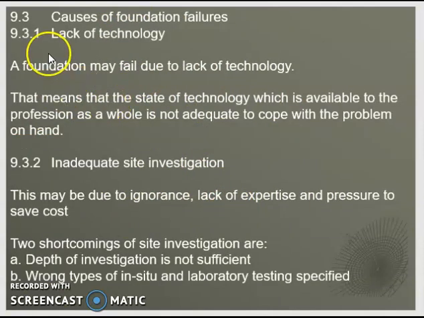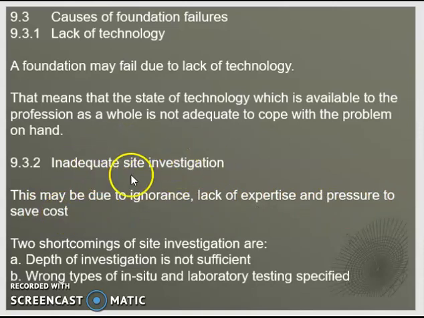Let's look at some common causes of foundation failure. The first one is lack of technology. So foundations may fail due to the lack of technology. That means that the state of technology available to the profession as a whole is not adequate to cope with the problem on hand. Another possibility that is more common is inadequate site investigation. It could be due to ignorance, lack of expertise, or pressure to save costs.